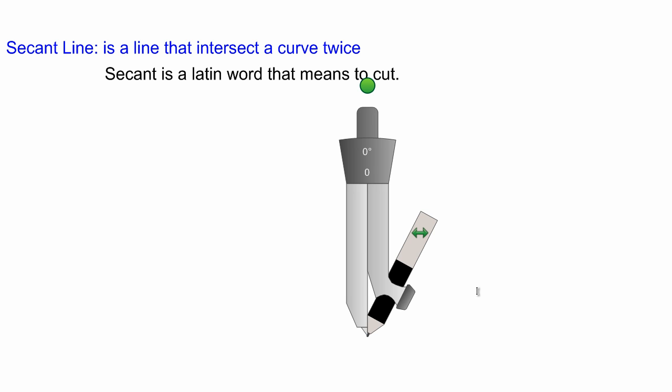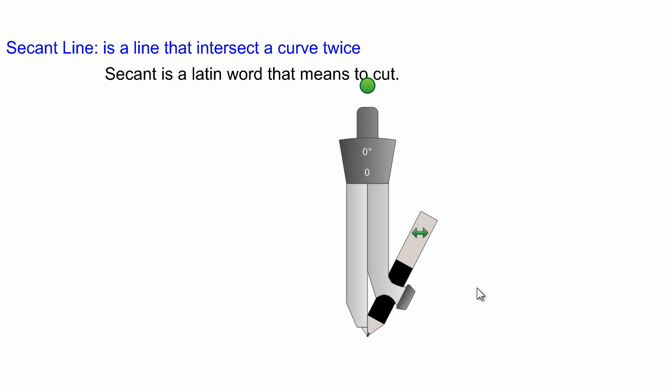Now, another important term in geometry that we need to consider is the term secant line. Whichever way you're dealing with it, whether you are American or English, some tend to pronounce it as "secant" while others say "secant." Now, a secant line is a line that intersects, or another word for intersect is cuts, a curve twice. The word secant is a Latin word that means to cut.